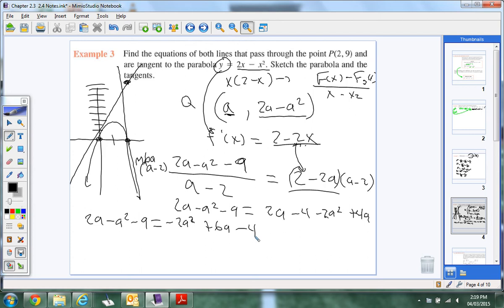Yeah, combine like terms, get one side equal to 0. Okay? So that's what we're going to do. We're going to add 2a squared over, minus 6a, and add the 4 over. So I'm going to add the 2a squared, minus the 6a, add the 4. So that gives me a squared minus 4a minus 5 equals 0. Now see if you can factor that.